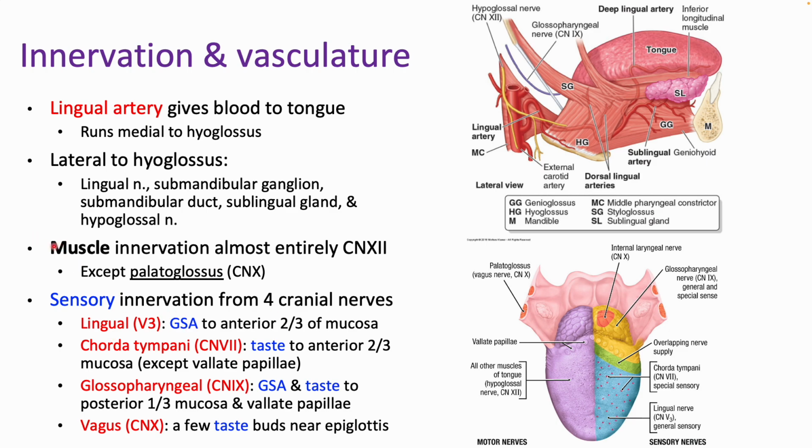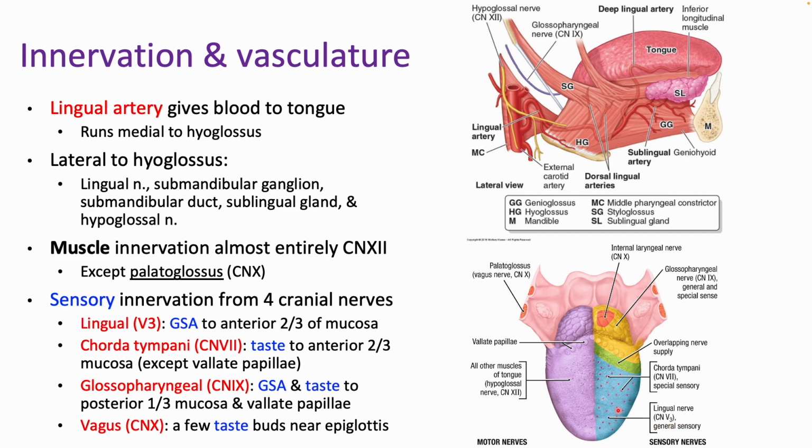And looking at innervation now, the muscle innervation is almost entirely cranial nerve 12, except our palatoglossus, like we talked about, which is going to be cranial nerve 10, the vagus, and specifically the internal laryngeal nerve. And so looking at sensory innervation of the tongue, we have 4 cranial nerves that are going to contribute to this. And so we've looked at these in previous videos, but lingual, which is coming from V3, that's going to give general sensory components to the anterior 2/3 of the tongue.